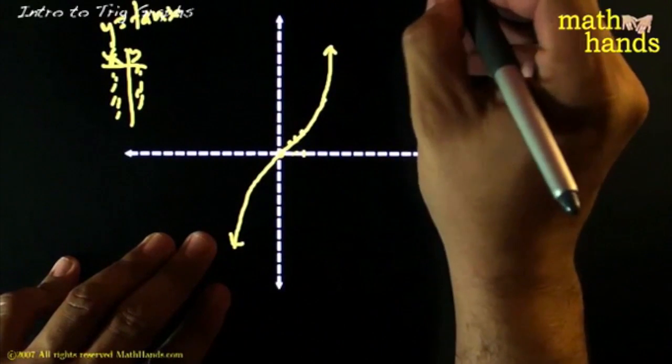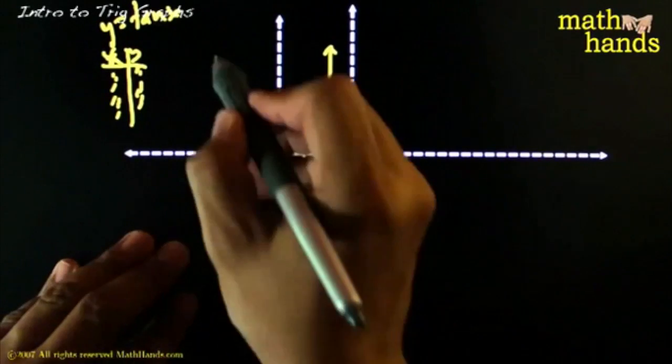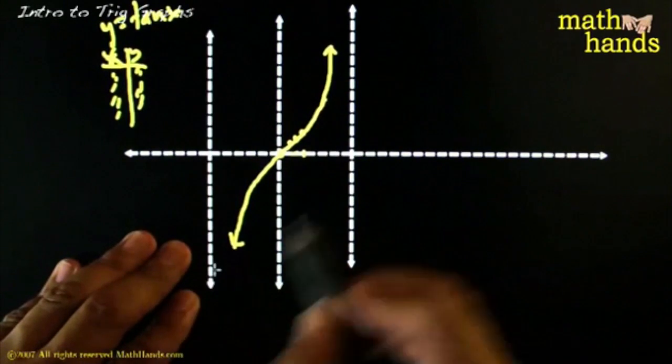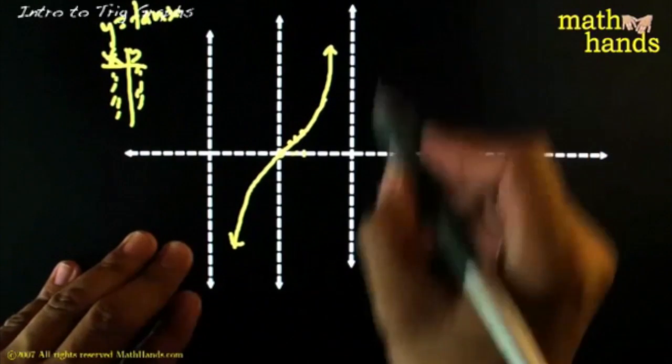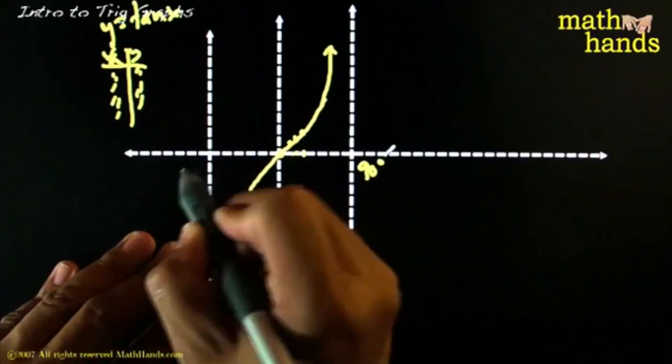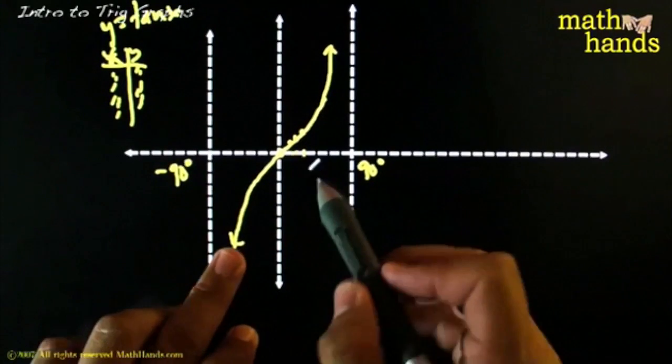And there is a famous asymptote here, which means it gets really, really close to it, but doesn't quite touch it in the real plane. This asymptote occurs at 90 degrees and negative 90 degrees. And here's something interesting for you.